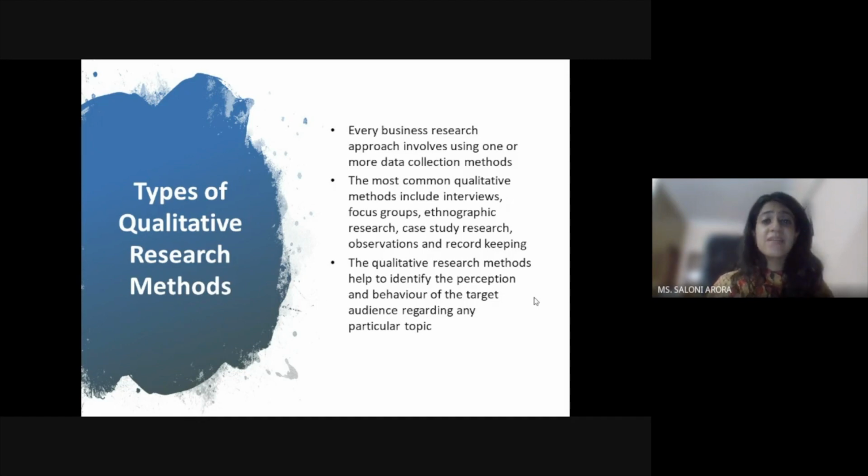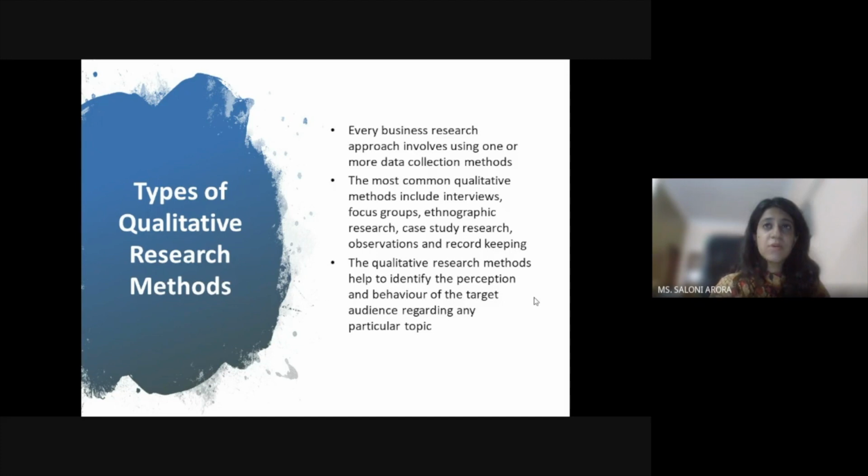So that is what the qualitative research methods talk about. Some of the most common qualitative methods include interview, focus groups, ethnographic research, case study research, observations, and record keeping. Now, basically, the idea involved here is that the qualitative research methods help to identify the perception and behavior of the target audience regarding a particular topic.